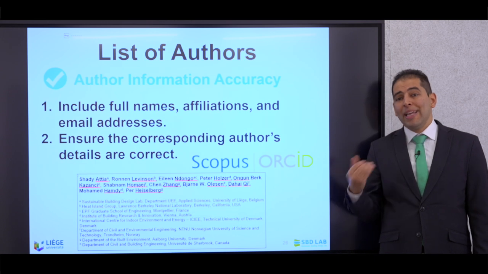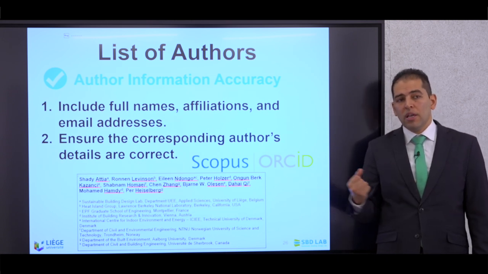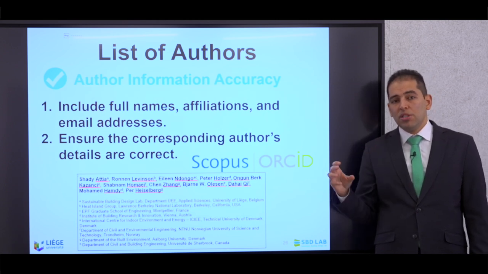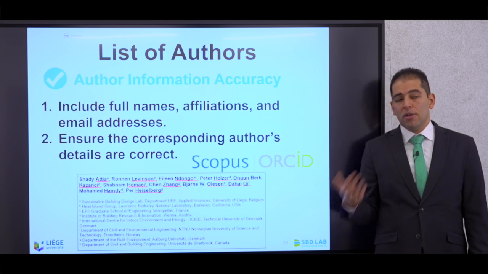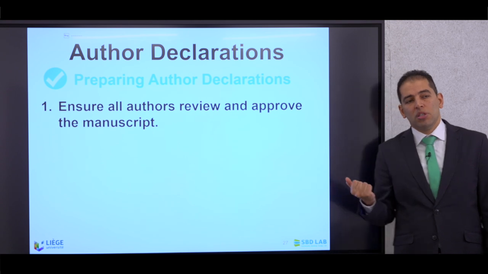This will include the names, affiliations, and the email addresses of all the authors. And you need to ensure that these corresponding authors' details are correct, their email address is the most recent, and if they have an ORCID number, this ORCID number must be included. So this is part of the documents that need to be associated with submission.